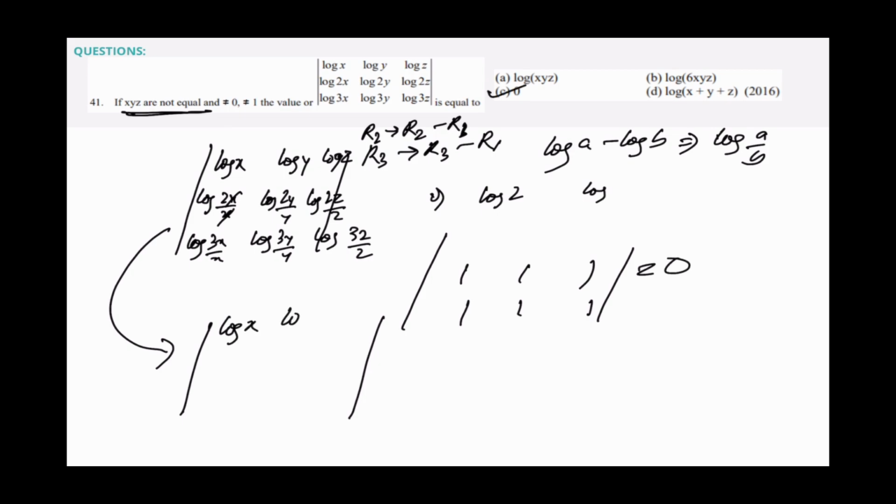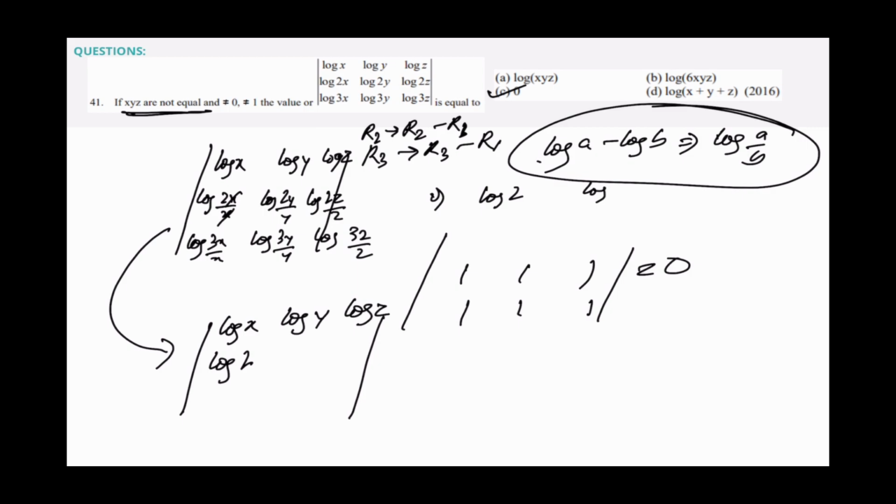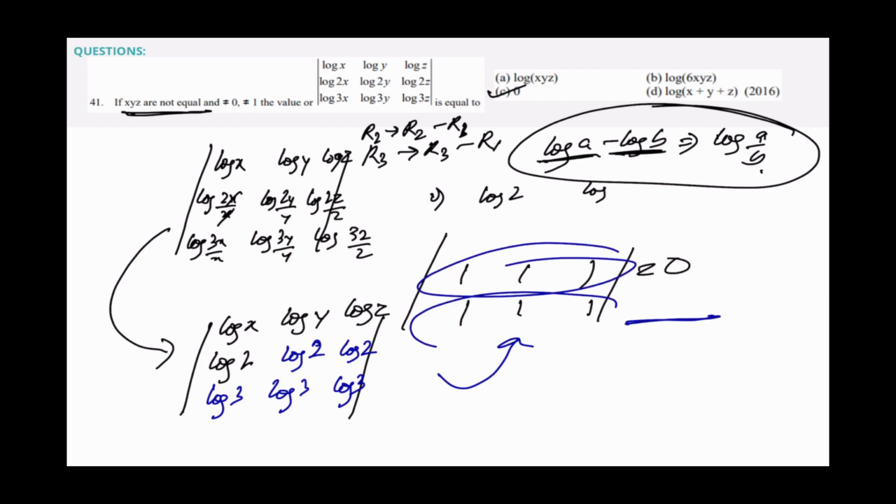But again, let's see it in a bit more detail if you're having a bit of difficulty. So this is log 2. You need to just remember this part, that log a minus log b is what? Log of a by b. So the moment you remember that, this will be log 2, this will be log 2, this will be log 2. You can take log 2 common, log 3, and log 3. Okay, and you can then just take log 2 and log 3 common, and you'll end up getting 2 rows identical, and then directly the value of the determinant will be 0, and it is done.